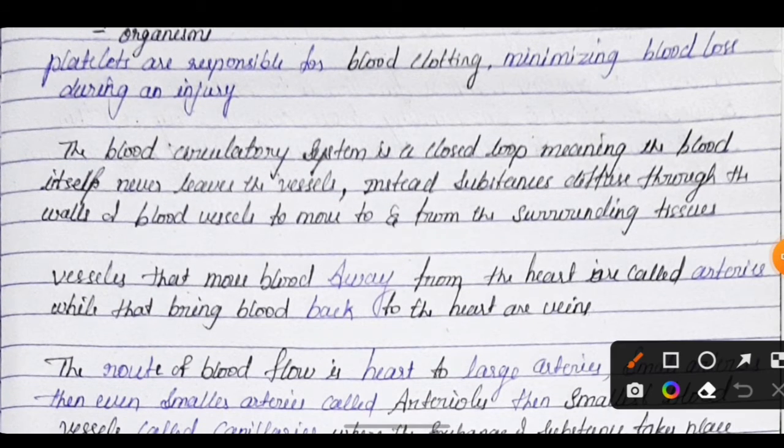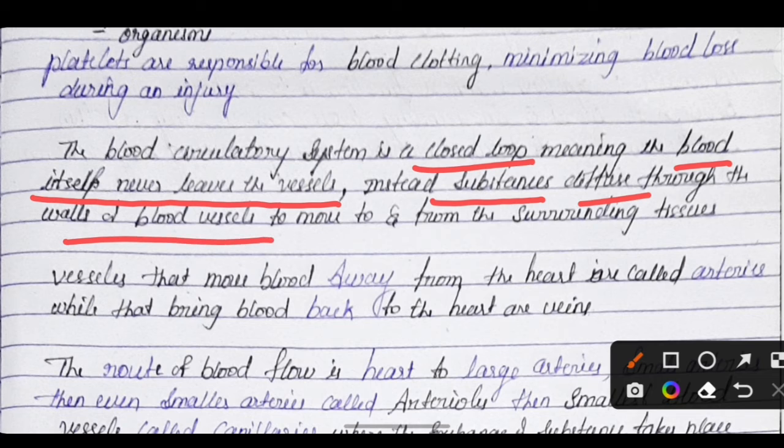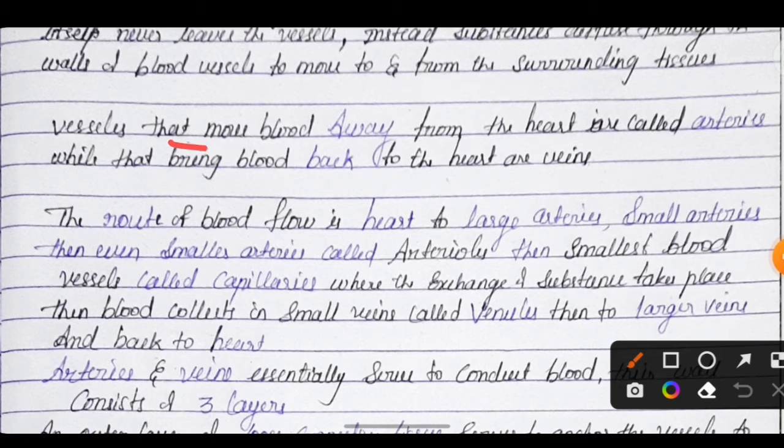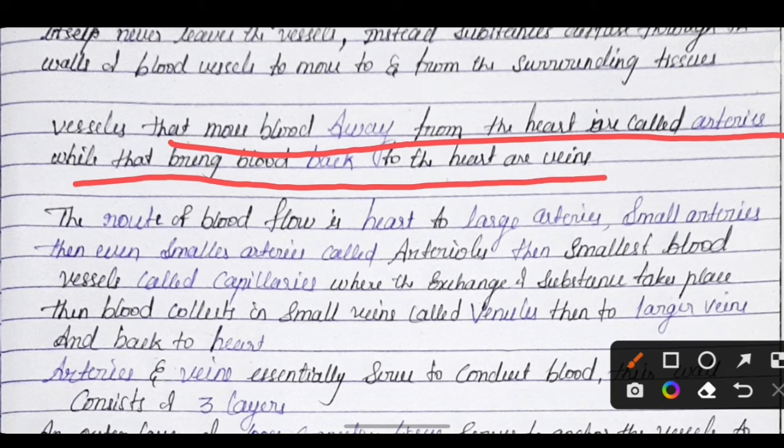The blood circulatory system is a closed loop, meaning the blood itself never leaves the vessels. Instead, substances diffuse through the walls of blood vessels to move to and from the surrounding tissues. Vessels that move blood away from the heart are called arteries, while those that bring it back to the heart are veins.